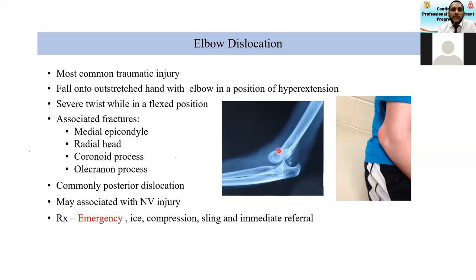With elbow dislocation, posterior dislocation, when you come to the treatment, it's an emergency. Field-side reductions are not recommended due to the close association with neurovascular injuries. So the treatment is ice, compression, sling and immediate referral to the appropriate facility.